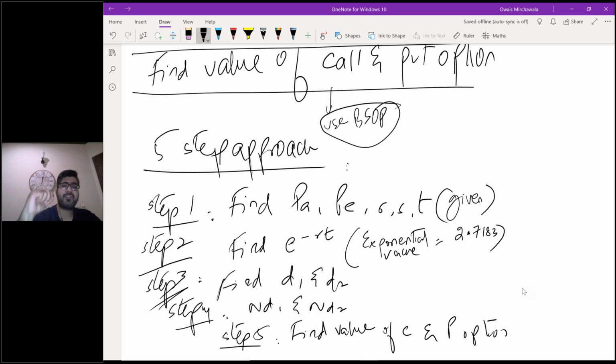But if you want to find the value or premium of call and put option, immediately you will use BSOP. But how will you use BSOP? It has so many formulas, but the good thing is it's given. You just have to place entries in the formula. You need to use a 5-step approach: PA, PE, RST, E power minus RT, the exponential value that's constant, D1, D2, and find the value of call and put option. I will take your questions and then we will discuss how we find value through these options.